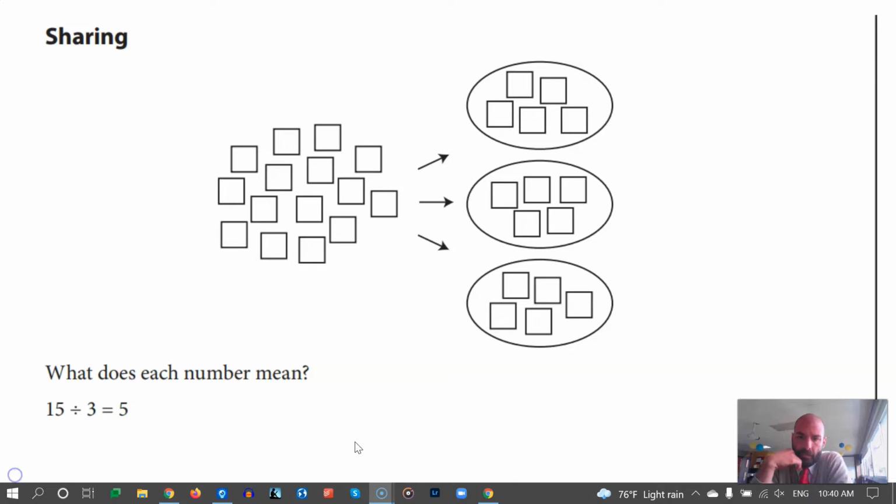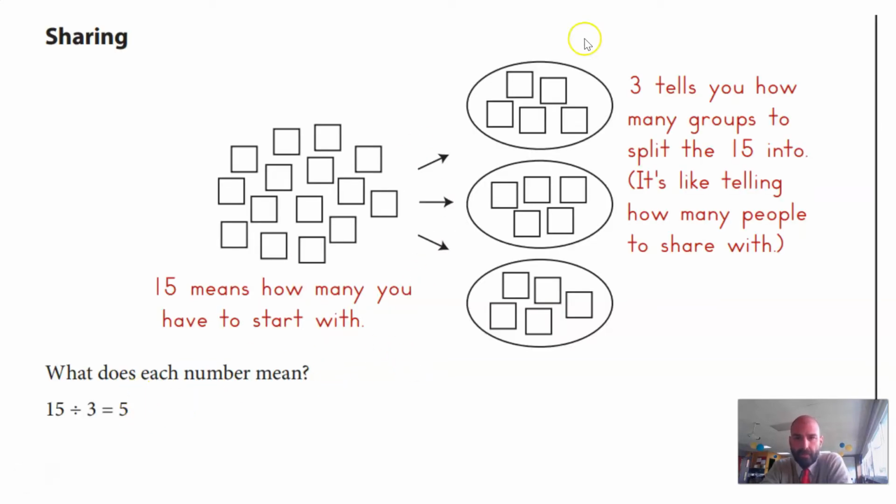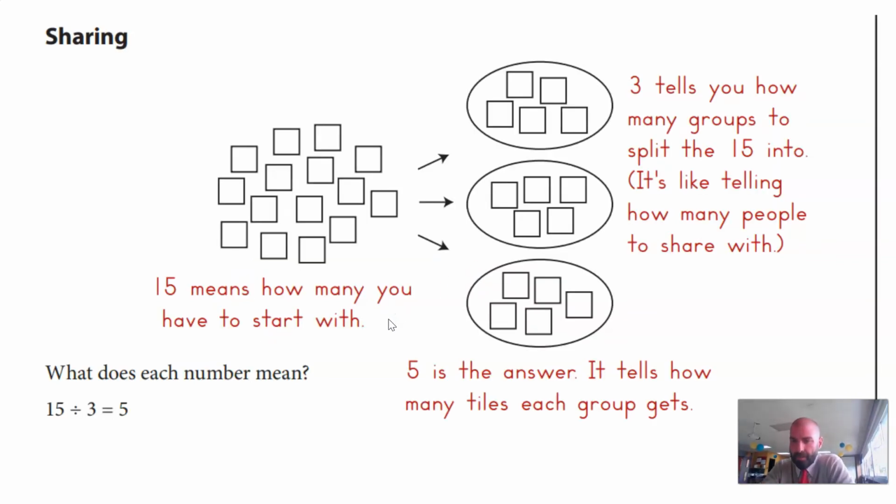All right, so when we're in a sharing mode, when we have a sharing problem, when we look at the 15, that means how many we start with. And we look over at the 3, and that's going to tell us how many groups we split them into. Okay, it's like the 3 people. I'm going to share it with 3 other people. I'm going to put them on 3 different shelves. I have this group of things that I need to share. Okay, and then lastly, the 5, it tells you how many each group gets.